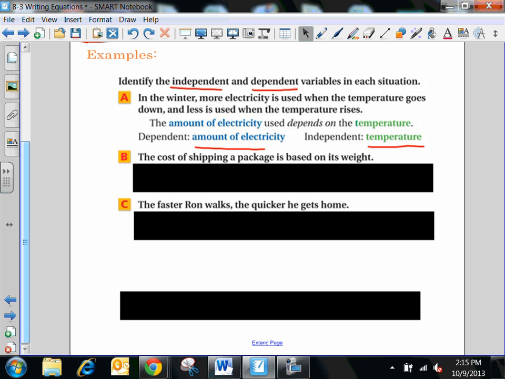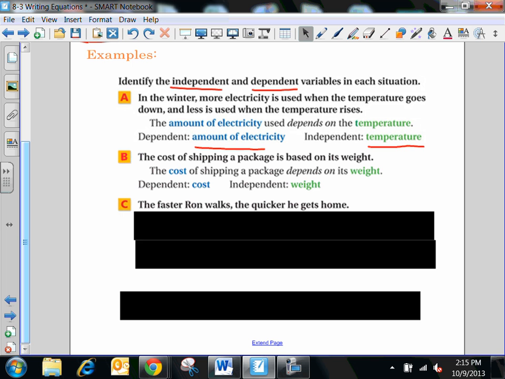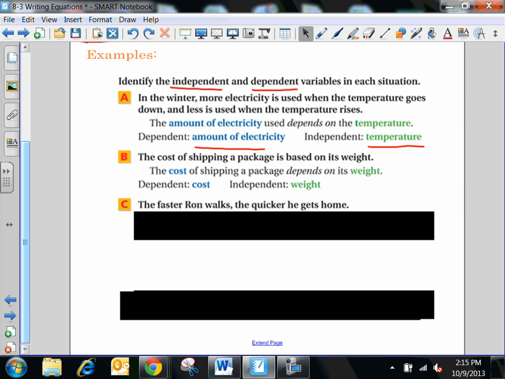Okay? On the second example, read it and decide which one is dependent and which one depends upon the other. It says the cost of shipping a package is based on its weight. Okay, so the cost in this problem depends on the weight. The cost of shipping depends on the weight. So another way to write that is here. The cost of shipping a package depends on its weight. The dependent is the cost, and the independent is the weight.